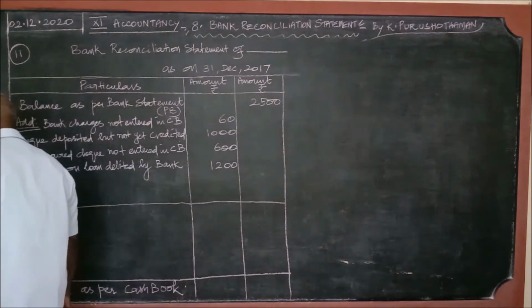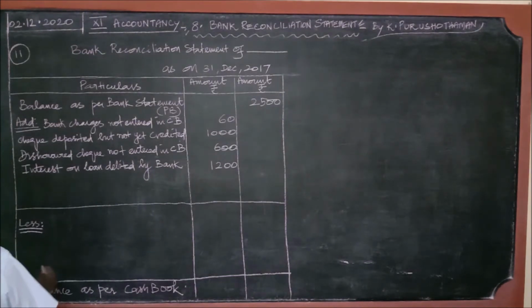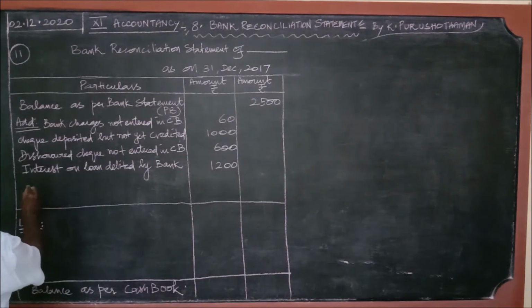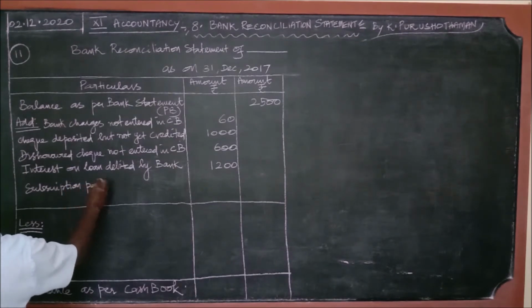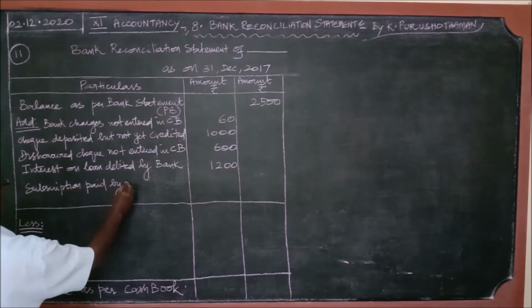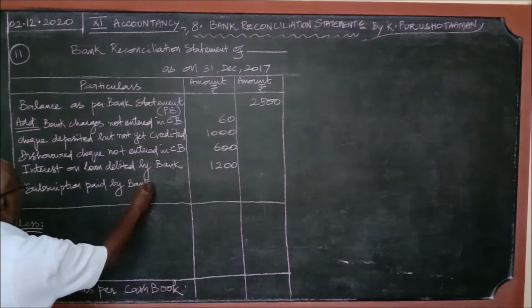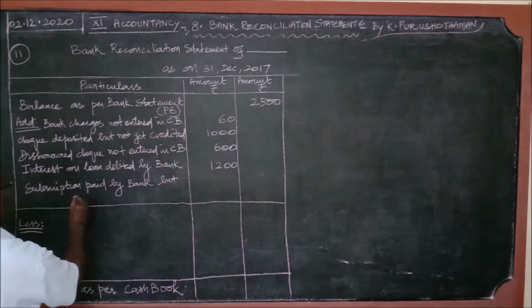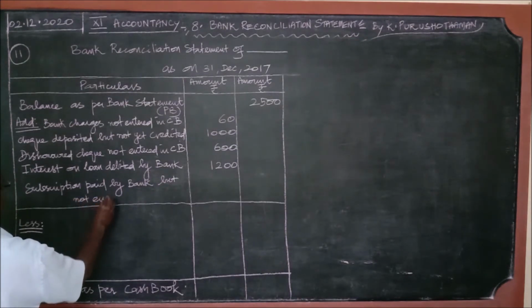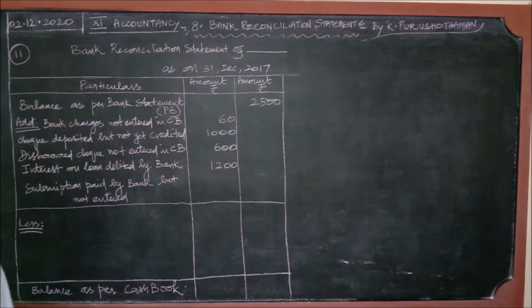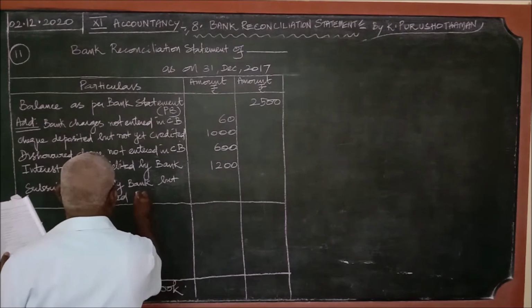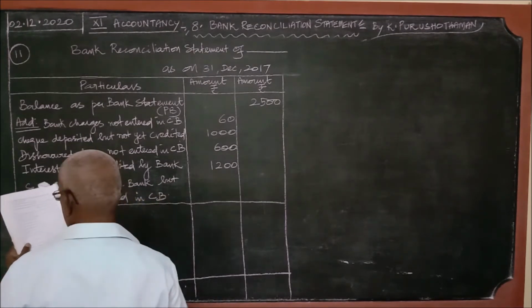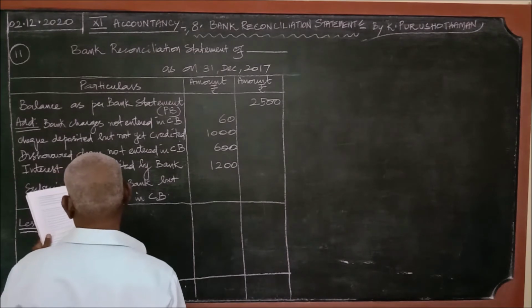Subscription paid by the banker's order. Subscription paid by bank but not entered in CB. The amount is 500.